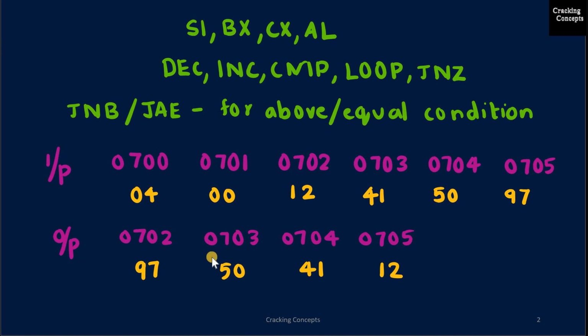Now this is the expected output. The output is stored from the location 0702 to 0705. The entire number will be sorted in descending order.